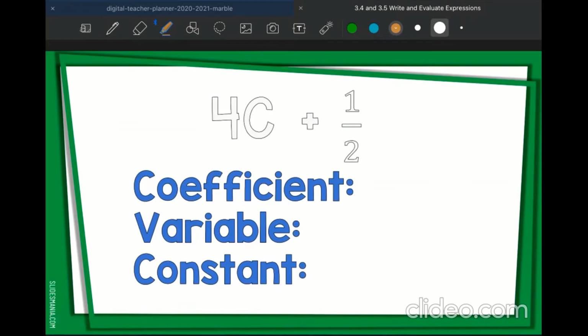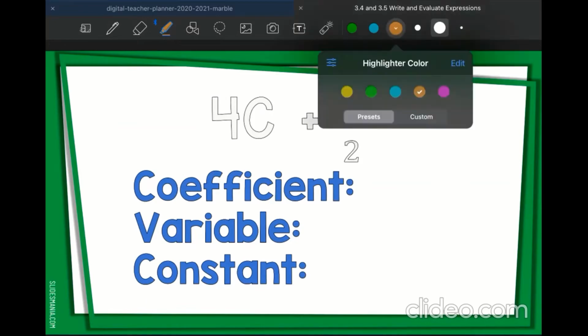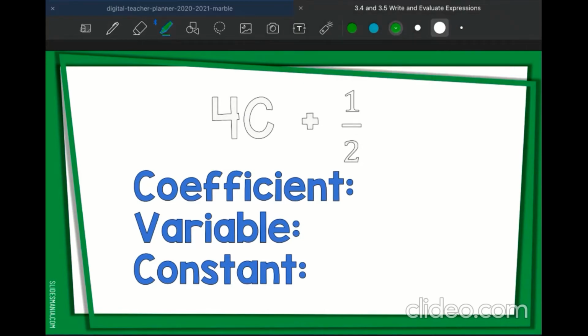Tricky one. Who can tell me in 4c plus 1/2, what is my coefficient? Let's go to Derek. 4, good. 4 is my coefficient. What is my variable, Kennedy? C. See that right there? You were right. You see what I did there? What is my constant, Cameron?